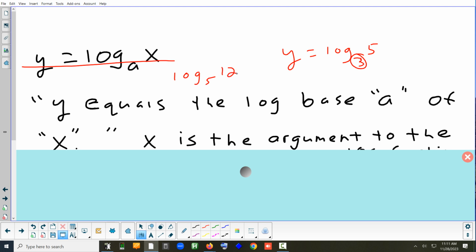On the left, that's a base 5 log. On the right, it's a base 3 log. They're both logs. It's just like they're both roots. There's just a little bit of a different way you have to find it. And then what you're actually taking the log of, that's called the argument. So in the one on the left, the argument is 12. Okay, we're taking the log of 12. And the one on the right, we're taking the log of 5. We're just doing it with different bases.